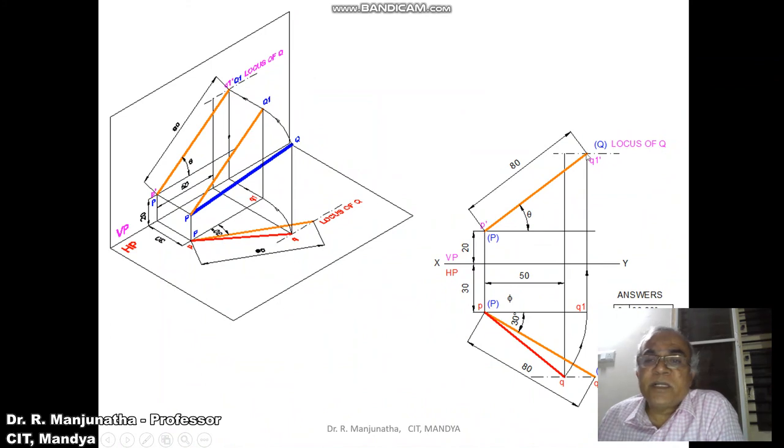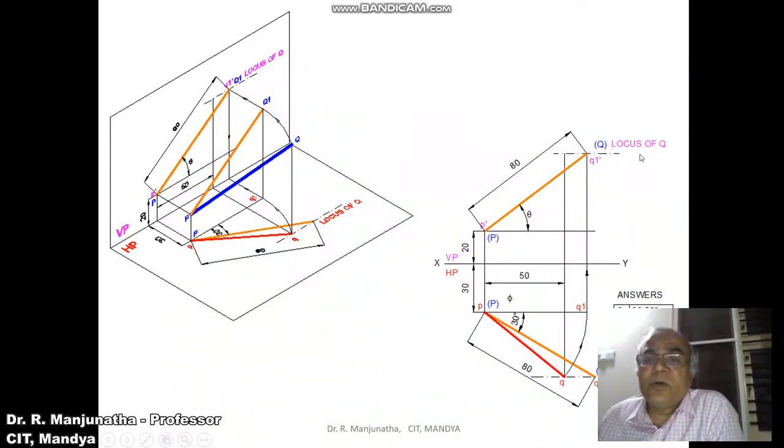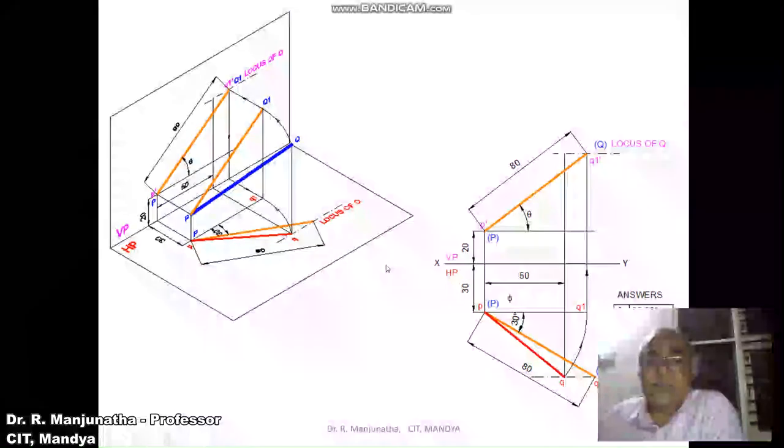So with P dash as center, cut an arc on this end projector, so that you are going to get Q1 dash. As we know that small PQ1 is the one which is parallel to VP, so you are getting the true length here, capital PQ. Then once you get this, you are going to have the locus of Q. So this is the inclination made by that, theta. So this is how you have the initial step.